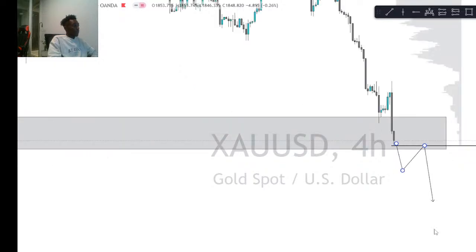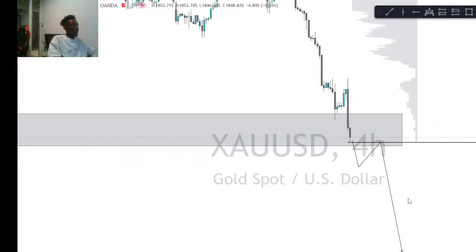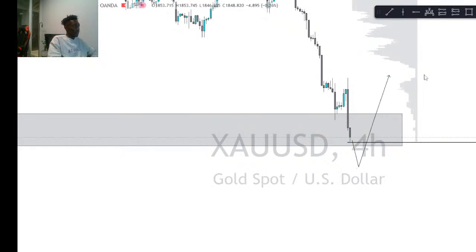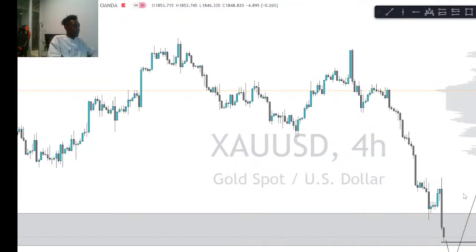Is the market breaking through the fair value gap like this, or is it breaking above the fair value gap and then continuing to the upside? You understand? Is it doing this or this? So let's see.